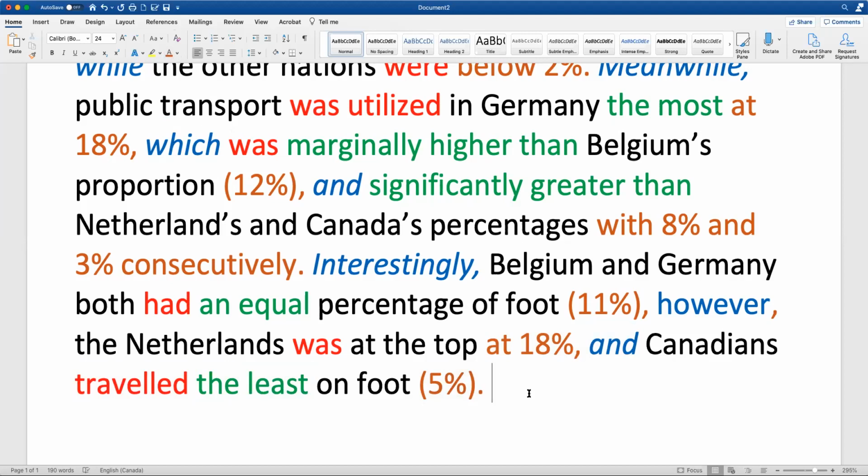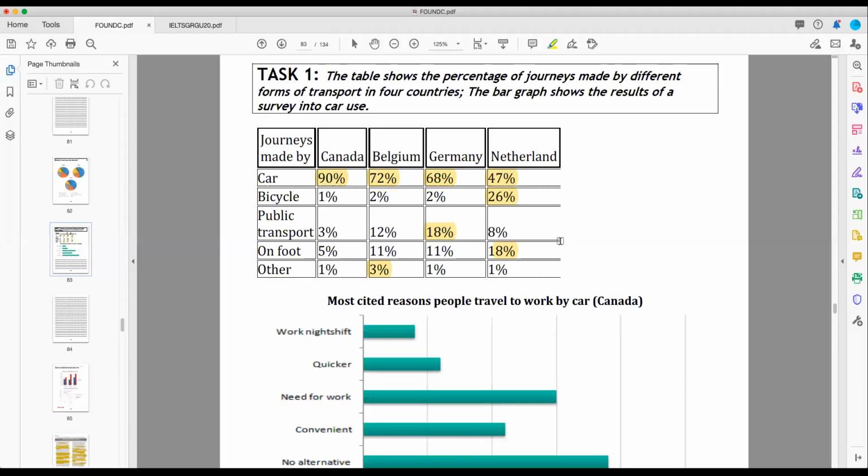So "traveled" here just means the journey. Travel the least. Again, I started this one with Belgium and Germany because they both had an equal percentage. That's why. If you look at this one here, you see? That's why I said this one and this one.